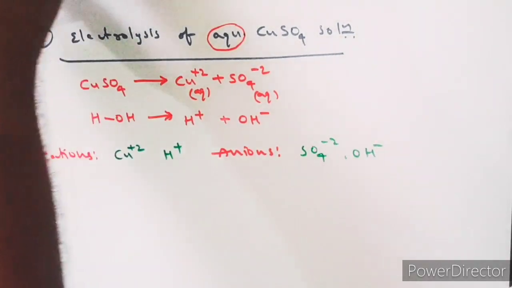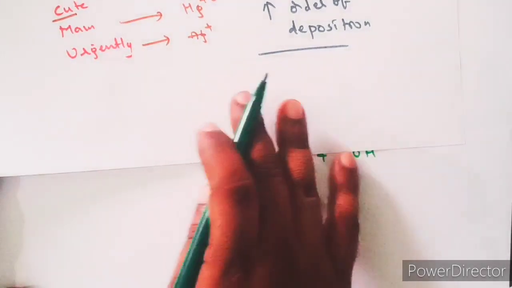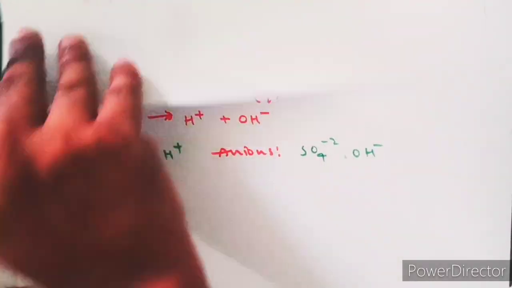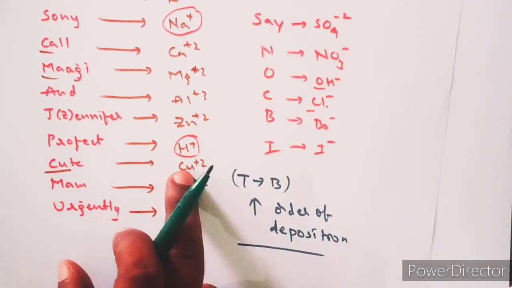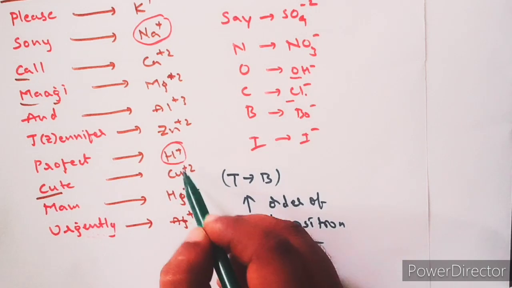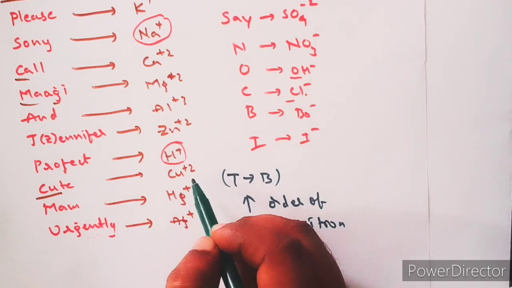So in case, to protect copper, protect proton, copper. Okay, I told you that. Now let us write that. Which is the upper element between these two? Proton is the upper element, copper is the lower element.